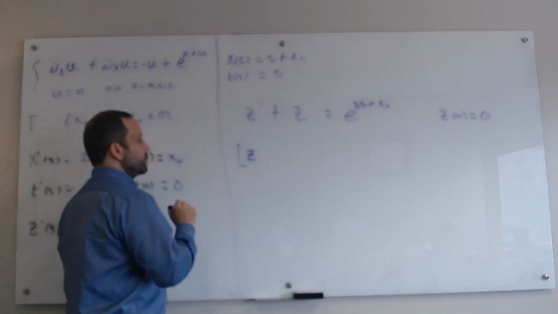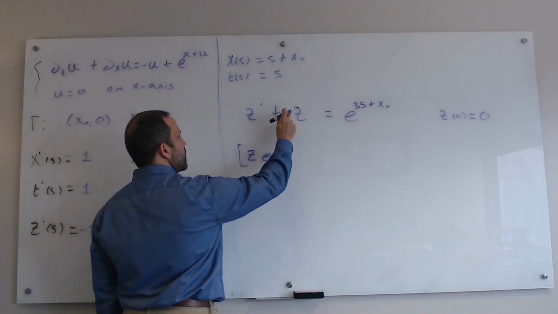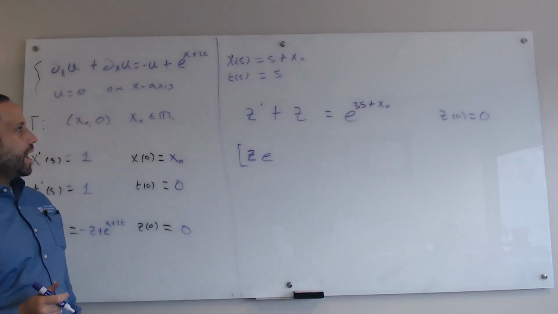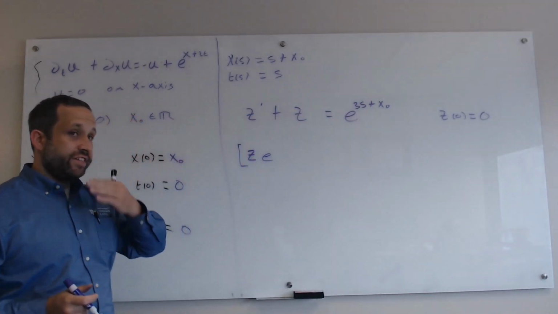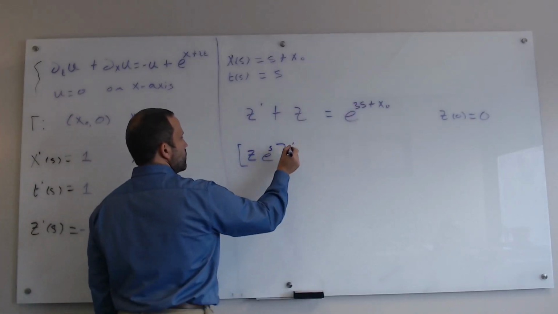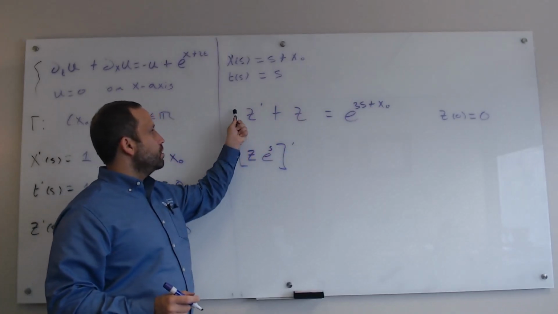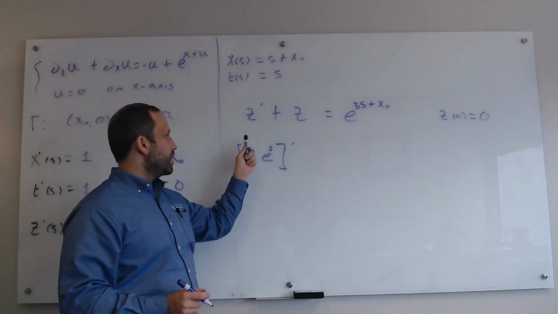So remember, we multiply both sides of the equation by e to the antiderivative of the coefficient. Well, the coefficient is 1, so the antiderivative is going to be s. And when you multiply the left-hand side by e to the s, it becomes this right here.